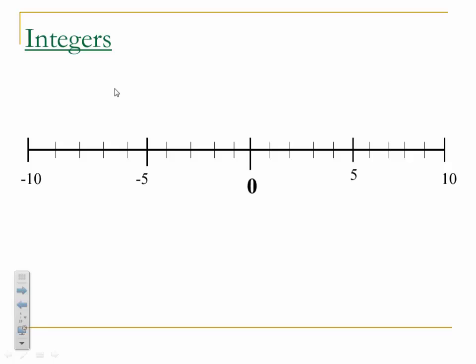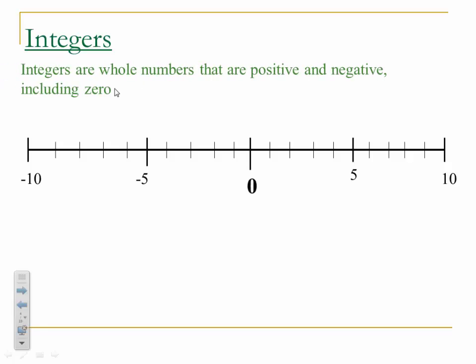Try that word, integers. Integers are whole numbers, 1, 2, 3, 4, 5, that are positive and negative. So -1, -2, -3, -4, -5, and so on. And that includes 0. So stop it if you need to write that down. Positives, negatives, and 0, they need to be whole numbers.